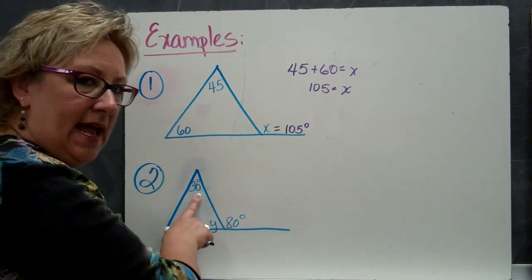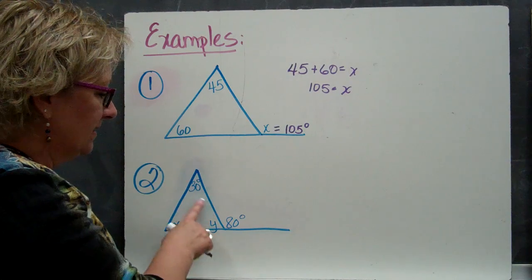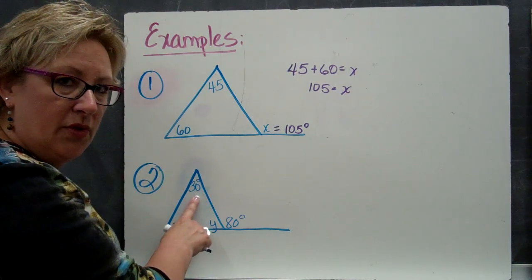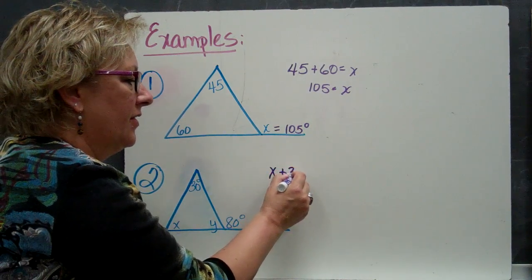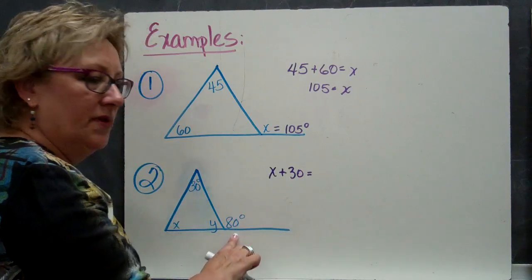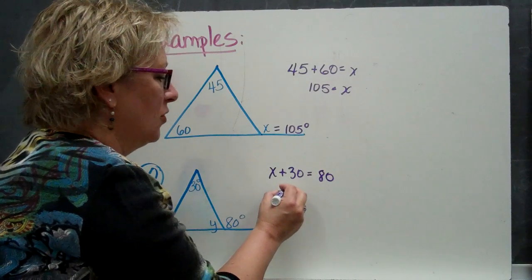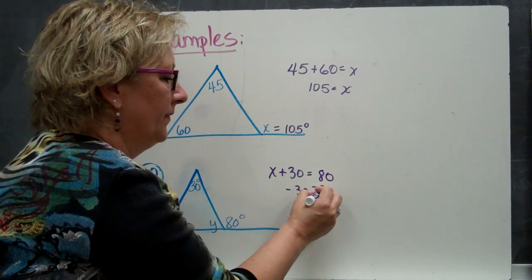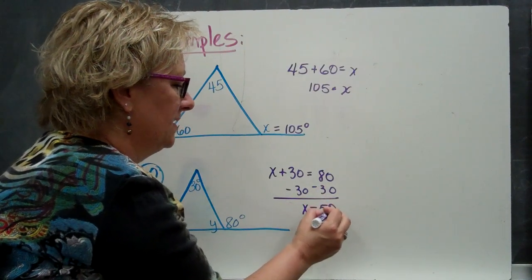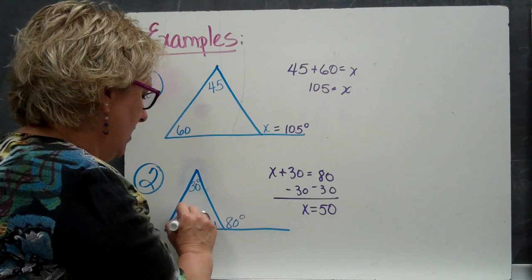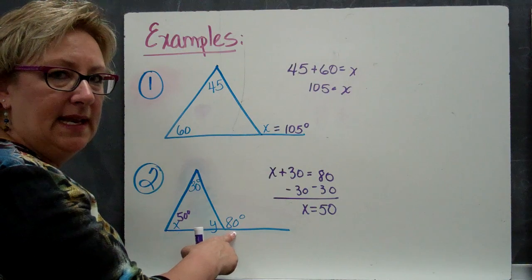Here I've got one angle and I've got 80. So I know my exterior angle has got to equal 30 plus whatever this is. So angle X plus the 30-degree angle should equal this exterior angle's measurement, which is 80 degrees. So I'm going to subtract 30 from each side, and now I know that the angle X is going to equal 50 degrees. And in order to check it, I'm going to say 30 plus 50 should equal 80, and it does.